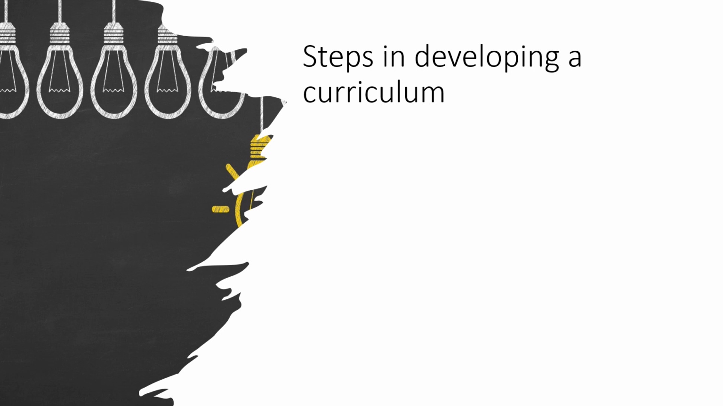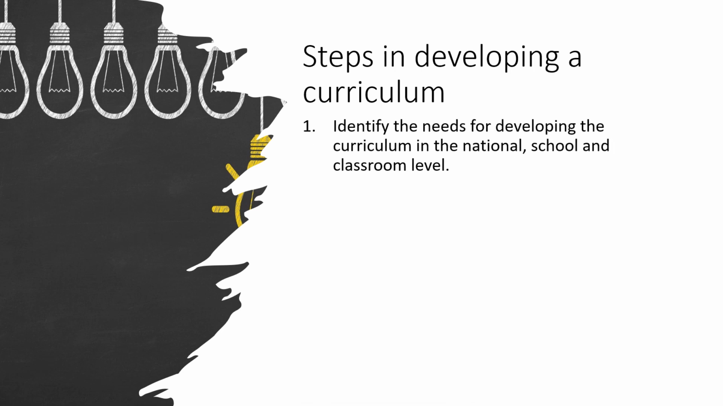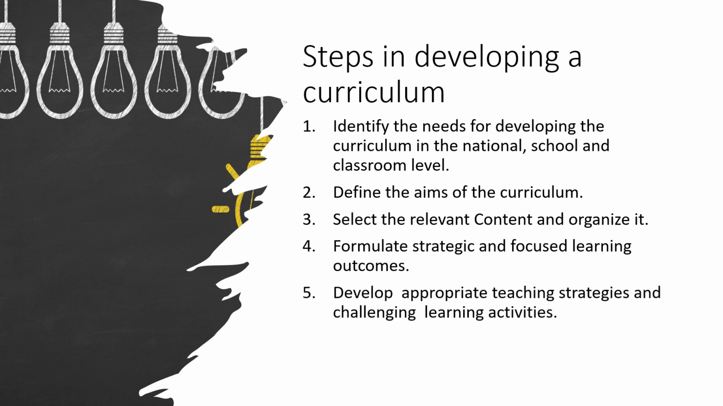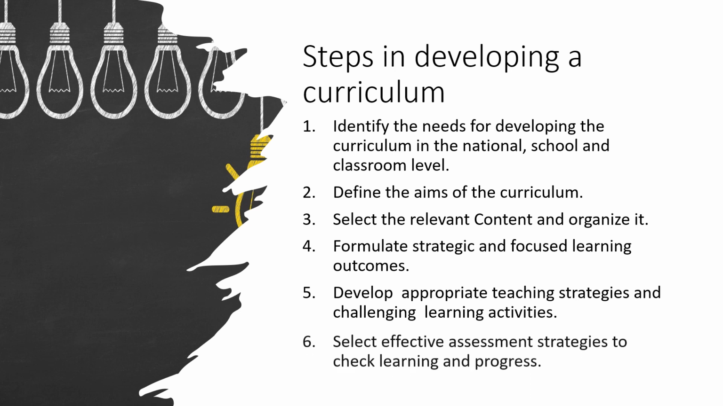The six major steps in developing a curriculum are: stage one is to conduct a situational needs analysis to identify the needs for developing a curriculum. Stage two is to define the aims of the curriculum. Step three, you can select the relevant content and then organize it. In step four, we formulate the relevant learning outcomes. Stage five, we develop appropriate teaching learning activities. And in the final stage six, we select the effective assessment strategies.